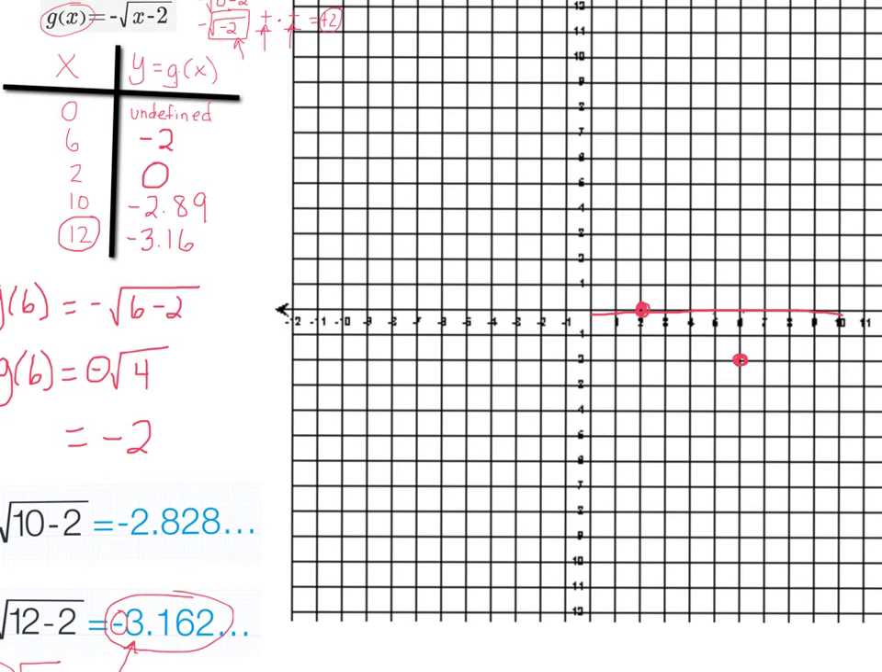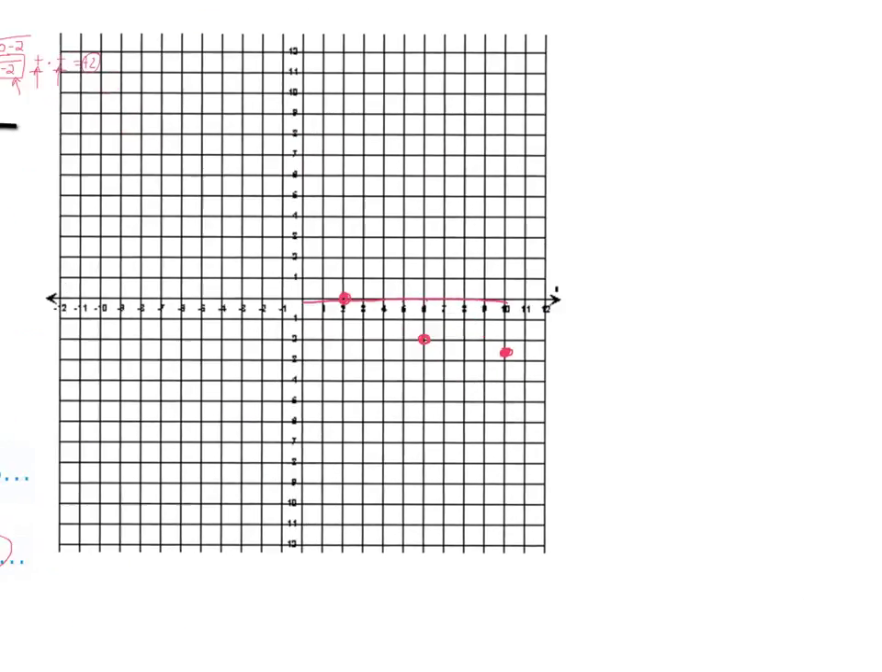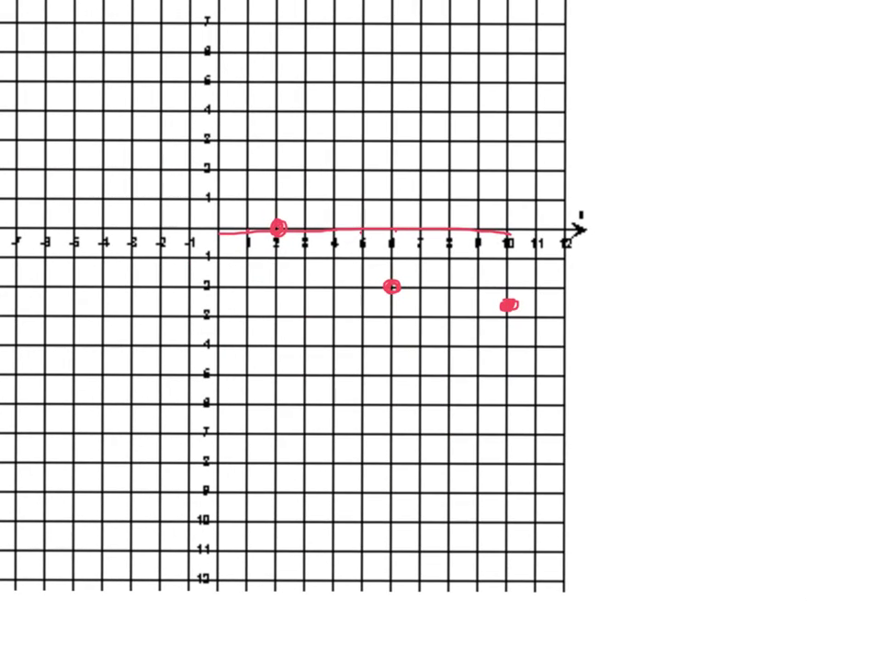Down 2.89 is somewhere right here. And then 12, negative 3.16, and so that's going to be right 12 and down 1, 2, 3.16 somewhere in here. So let me draw it, say, right there. Okay, so now let's connect those dots and see what our graph looks like.